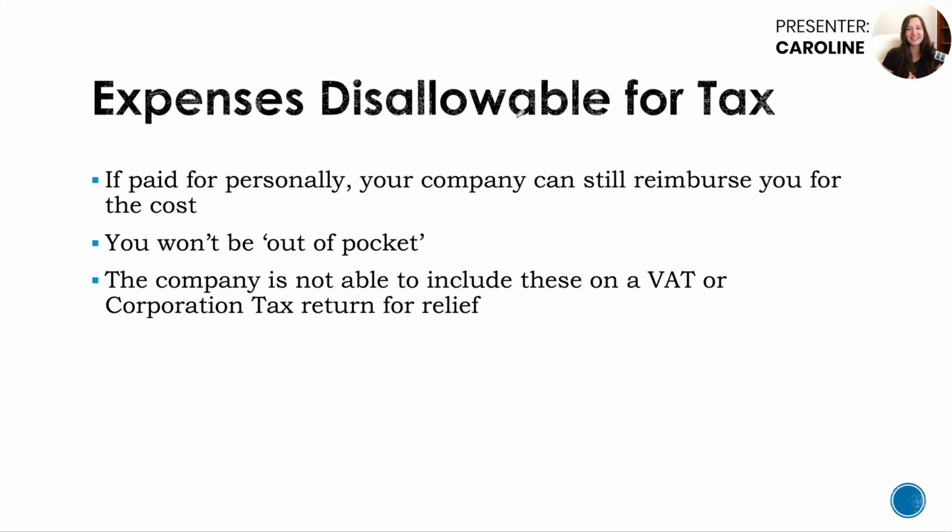So expenses disallowable for tax. If paid for personally, your company can still reimburse you for the cost. What I mean by this is if you pay for a business expense through your personal bank account or cash, then your company can repay you for that. And it's not income, it's simply a repayment of an expense that the company should have paid for through the business bank account anyway. And this is just the proper way to account for it. This means you won't be out of pocket, which is nice. The company is not able to include these on the VAT or corporation tax returns. So again, they're just not allowable for tax relief.